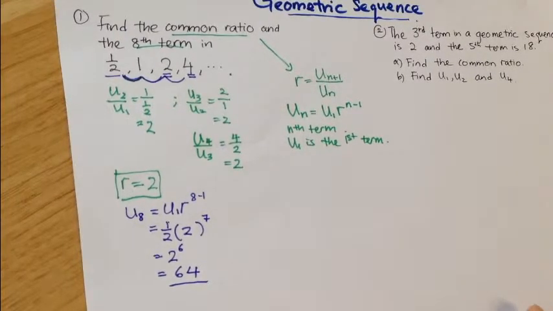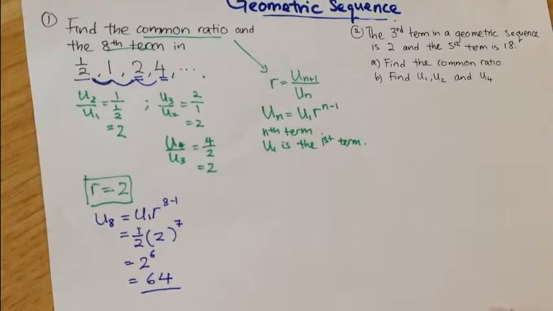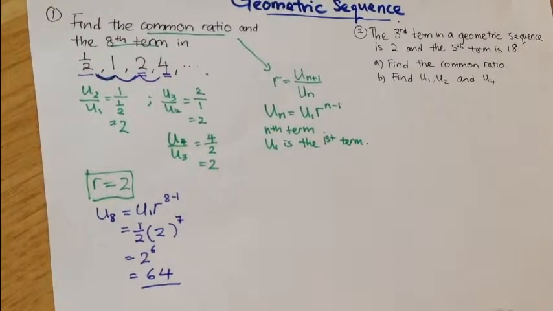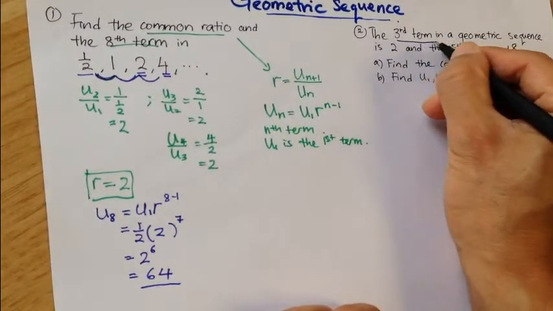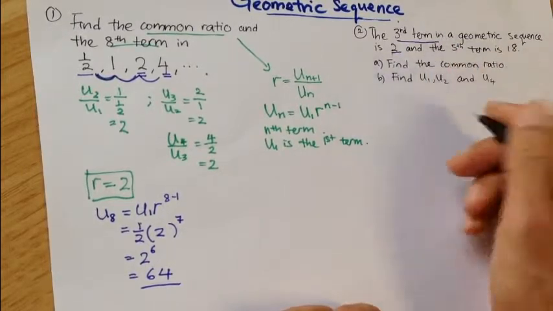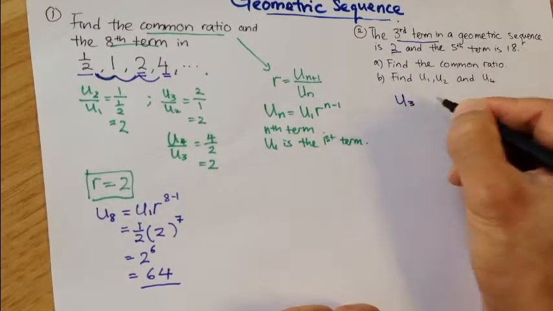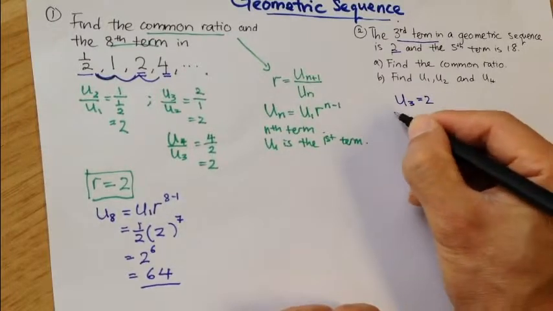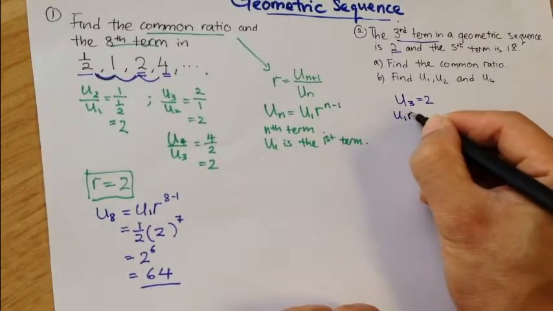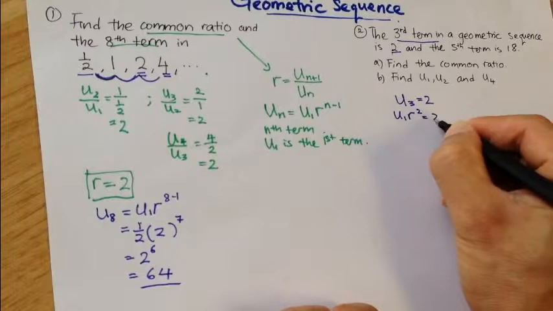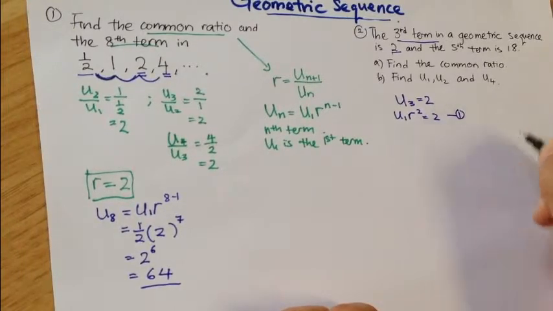Now let's look at question number 2. Question number 2 says the third term in a geometric sequence is 2. So I'm going to write that up immediately. u3 is equal to 2. That is u1 times r squared is equal to 2. I'm going to call this equation number 1.